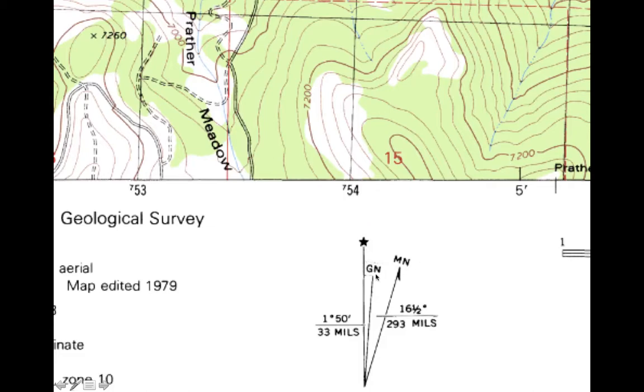Then you also have grid north. Now, grid is where the grids on the map are pointed at. And in this map, there's a slight difference between grid north and true north. They actually bend slightly to the right.